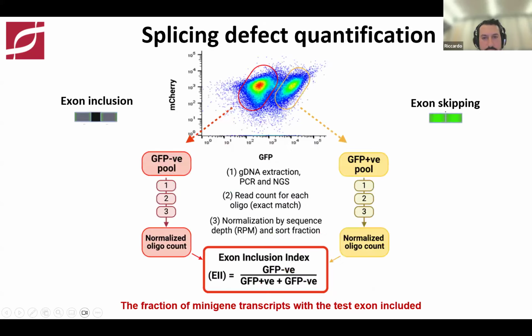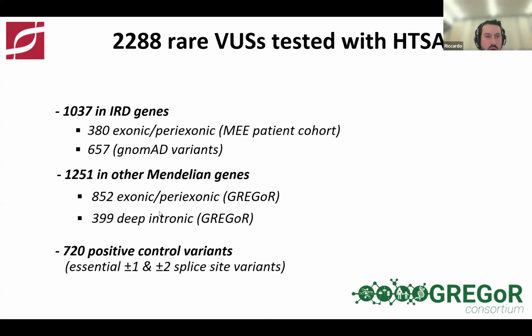And I just want to also mention that for now we were able to test approximately 2,288 rare cases, almost 1,000 of which were in IRD genes, but we are also testing all Mendelian genes. If you are interested in genes that are not related to the eye, we are still testing those because the splicing effect is a general mechanism. So we are testing all VUSs that are amenable for splicing defect.